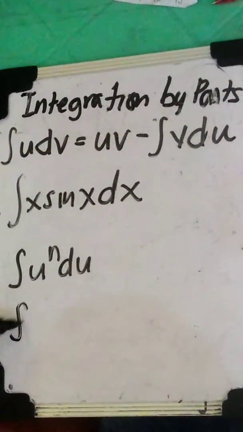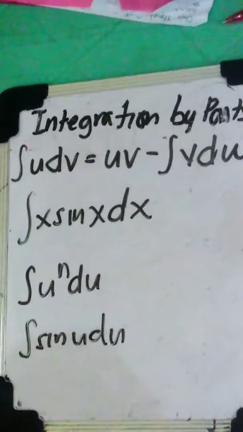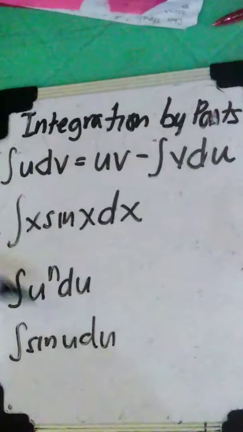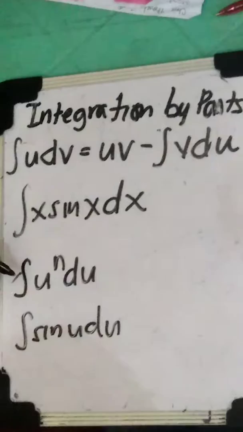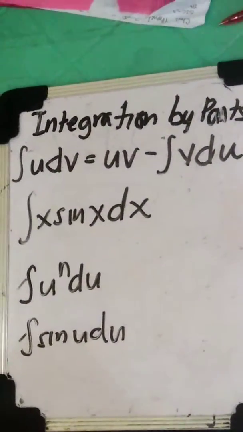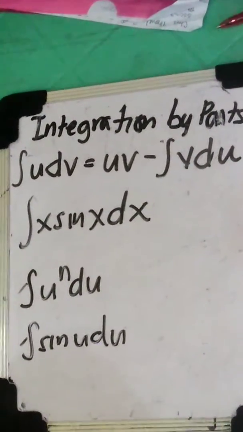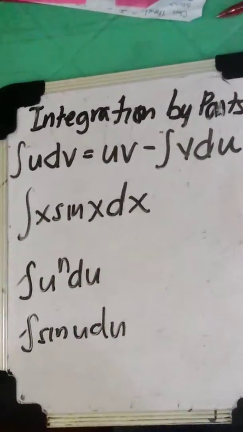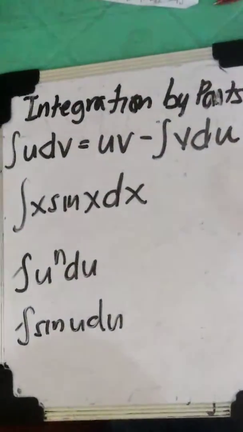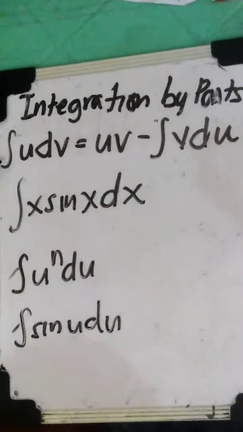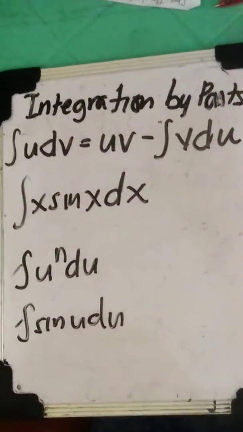Now let's try to use the integral of sine u du. If u is x, again, du is not x dx. So these two formulas are not applicable in such case. To evaluate, we will introduce the process of integration by parts. The formula is integral of u dv equals uv minus integral of v du.